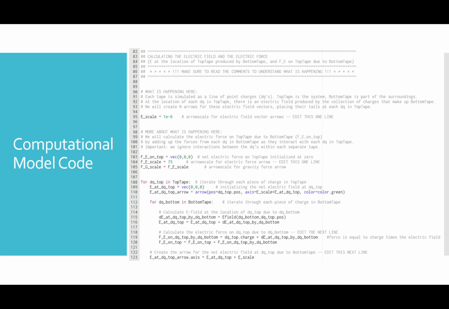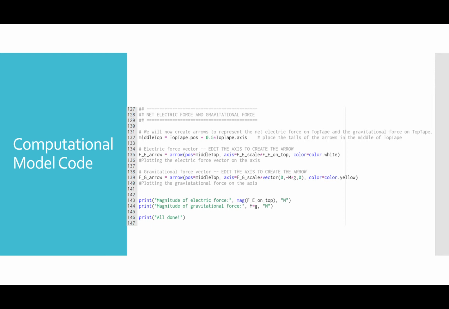What I got to work for my code was 1 times 10 to the negative 6, and the electric forces and gravitational force was 75. The double for loop is to calculate the electric force per piece of tape and to denote that arrow, and then to also calculate the net electric force. As we can see here, line 119 was the electric force per segment of tape. F is equal to electric field times charge, so that's why it's the dq top dot charge times the electric field of dq top by dq bottom. And then FE on top just sums up all those different electric forces.